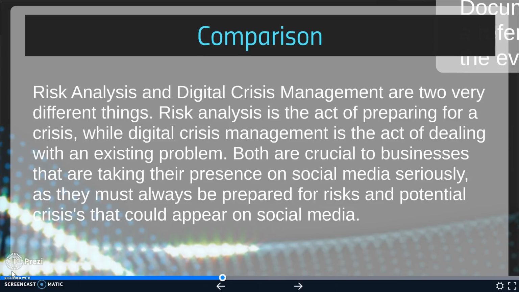So when we compare the two, a risk analysis is very different to digital crisis management. A risk analysis is the act of preparing for a crisis, while digital crisis management is the act of dealing with an existing problem. Both are crucial to a business that is taking its presence on social media very seriously, as they must always be prepared for risks and potential crises that could appear on social media for them.